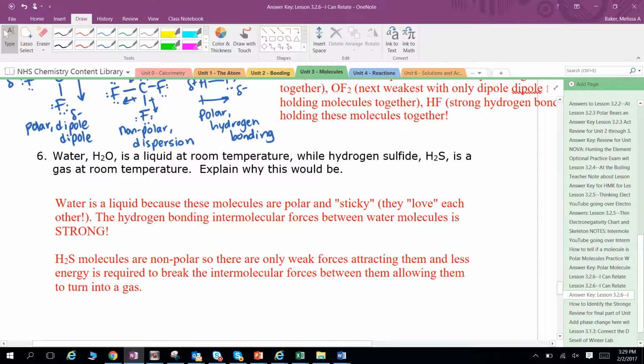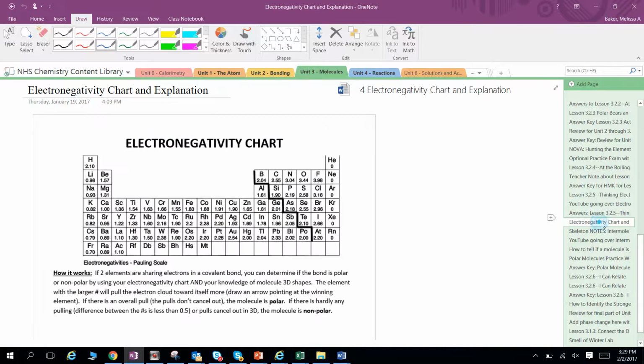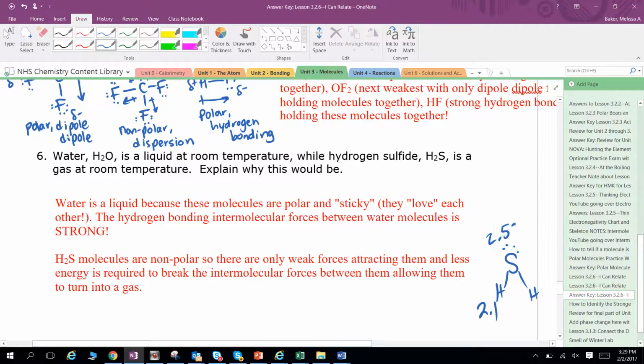Finally, explain why water is a liquid and hydrogen sulfide is a gas. Well, water is extremely polar, so the molecules love each other and the intermolecular forces are strong between them, attracting them together. It's not the case with H2S. That's nonpolar because the electronegativity difference between sulfur and hydrogen is not 0.5 or greater. In fact, if we look it up for sulfur, it is 2.58. So the difference here is only 0.48.